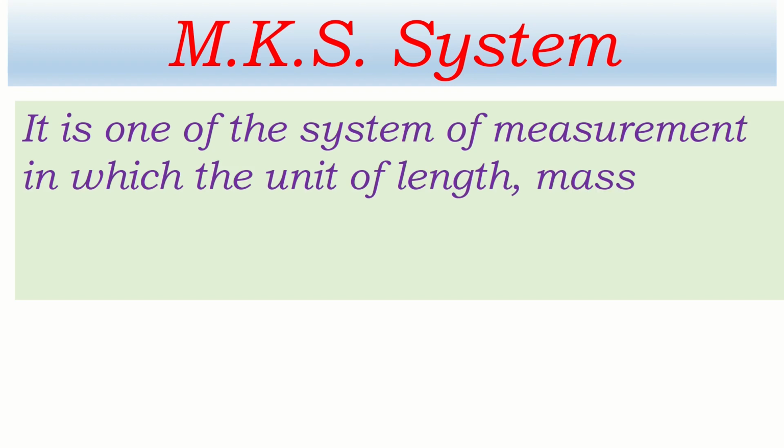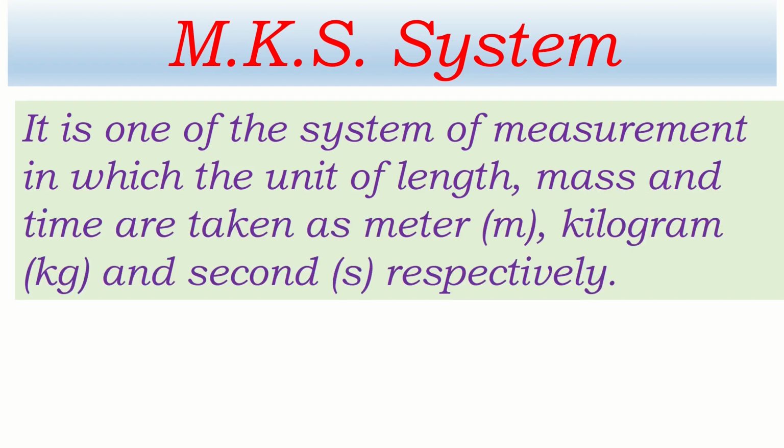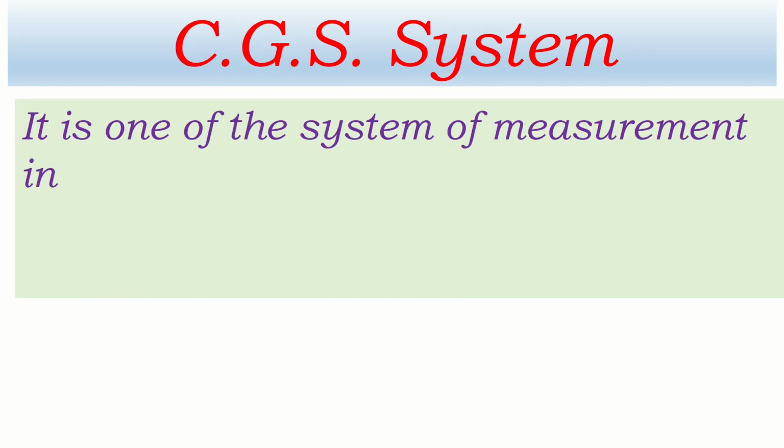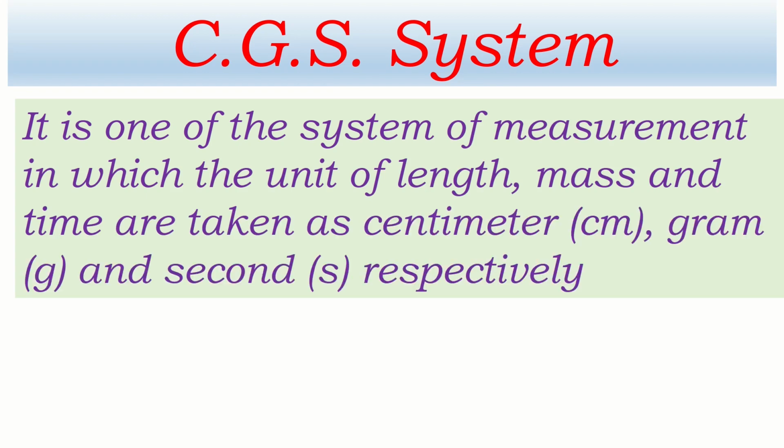What is the MKS system? It is one of the systems of measurement in which the units of length, mass, and time are taken as meter, kilogram, and second respectively. Inside the bracket I have taken their symbols also. Okay, this is the MKS system, meaning meter, kilogram, and second system. There's another system, the CGS system. What does it mean? It's very simple. It is one of the systems of measurement in which the units of length, mass, and time are taken as centimeter, gram, and second respectively, and their short forms are cm, g, and s.